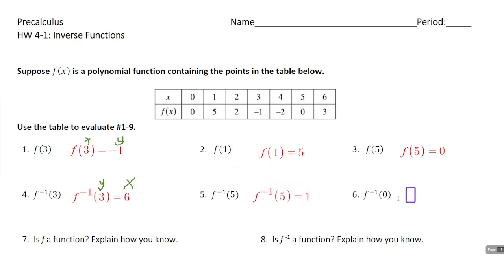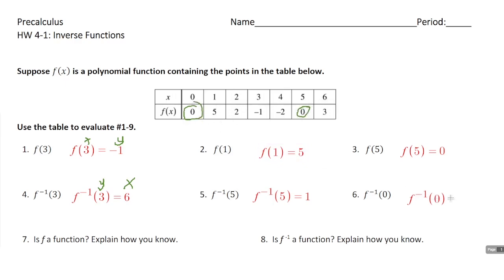For number 6, we're looking for where f of x equals 0, and we're going to report back what the x value is. So f of x equals 0 right here, and also right here. Interesting. So this means that the inverse of f is not a function, because if our input is 0, we get 2 different outputs. We have it right here and right here.